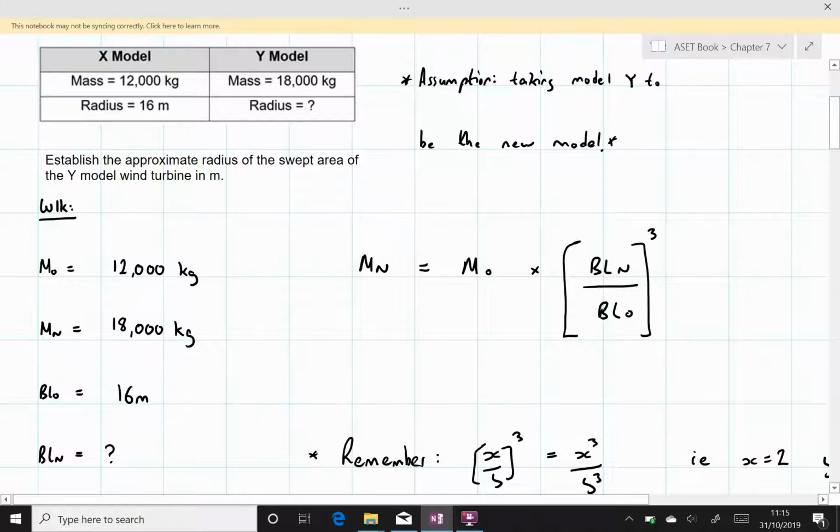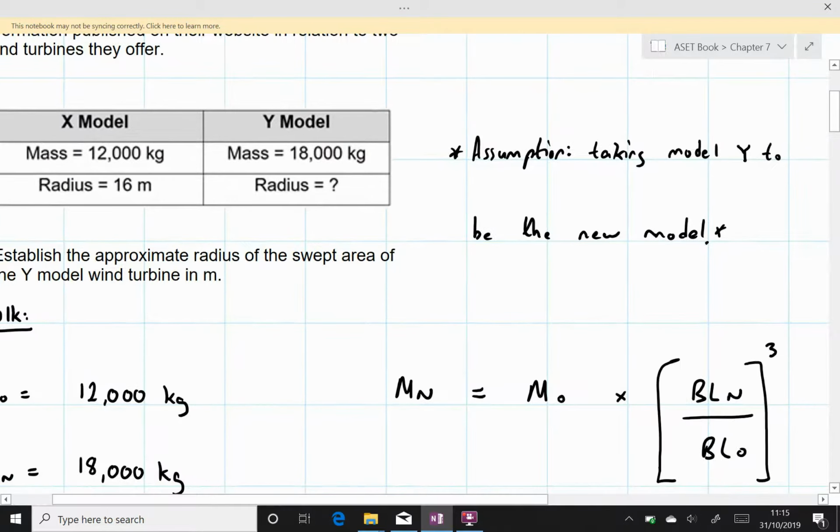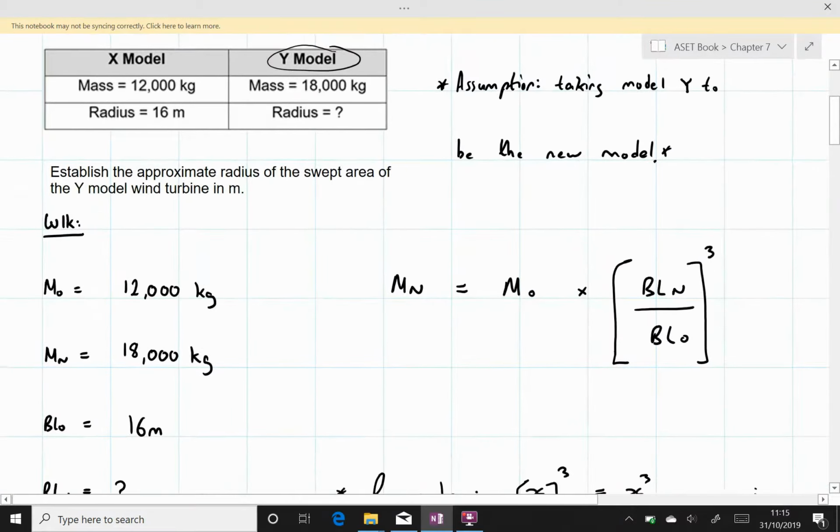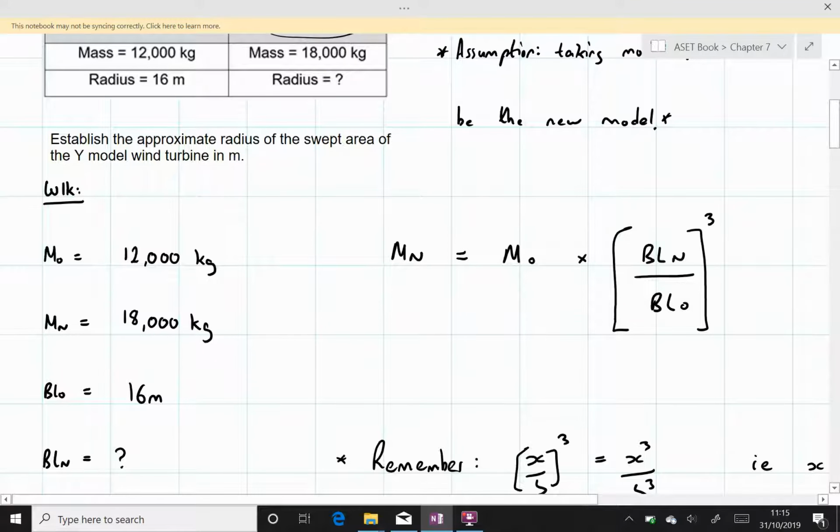In terms of what I know, number one, I had to make an assumption at the very start, and I've assumed that this model Y is taken to be the new model, and from that information, M0 is 12,000 kilograms. The mass of the new turbine, therefore, is 18,000 kilograms. The radius, which really is the blade length of the old model, is 16 meters. And we're asked to work out the blade length of the new model.